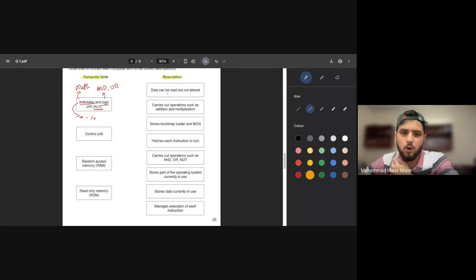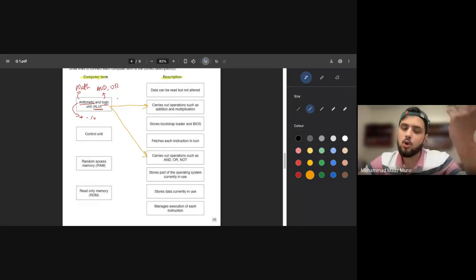Data can be read but not ordered. Okay, no. Carries out operations such as addition and multiplication. Yes, absolutely. This is one of the right points. Right. Then the next one is saying, okay, stores bootstrap, loader and BIOS, no, not of ALU. Fetches each instruction in turn, no. Carries out operations such as AND, OR, NOT, yep, absolutely. This means both parts are done, arithmetic is done, logic is done.